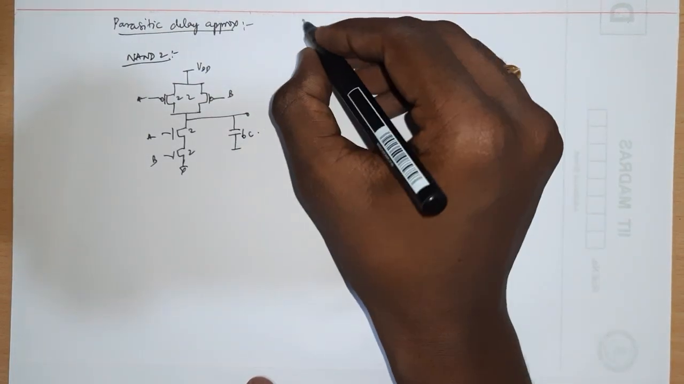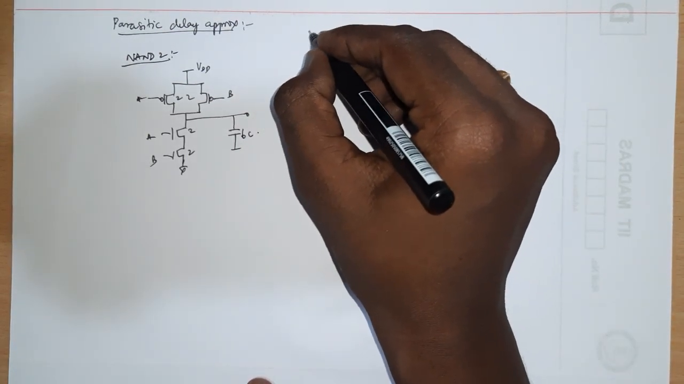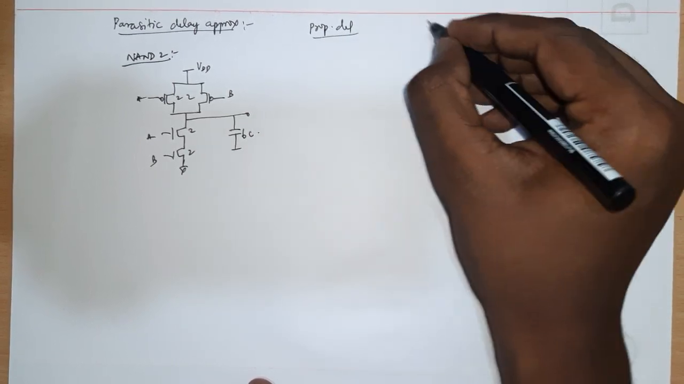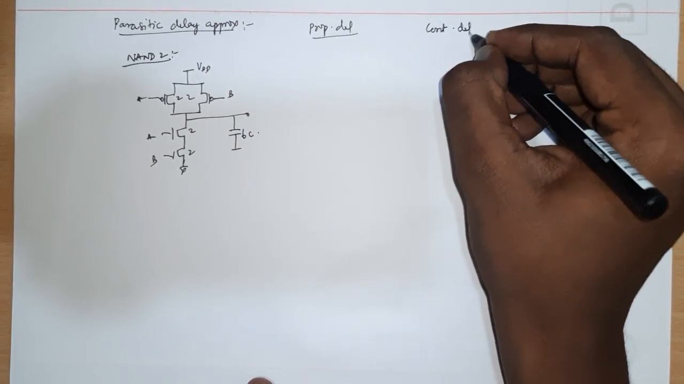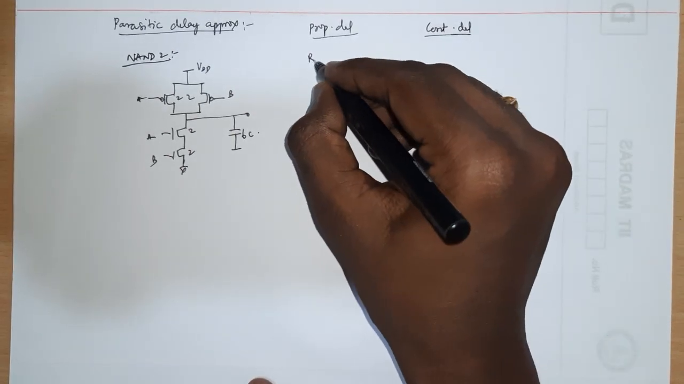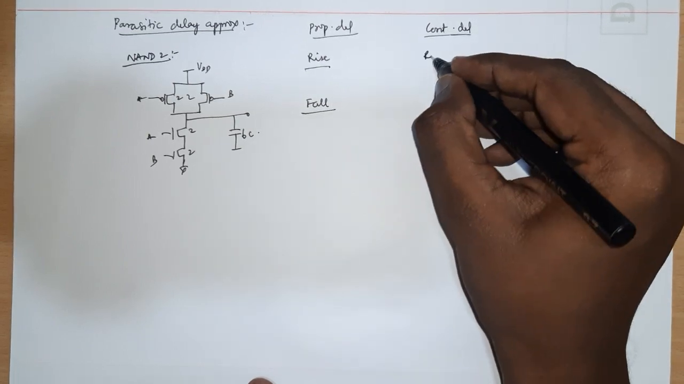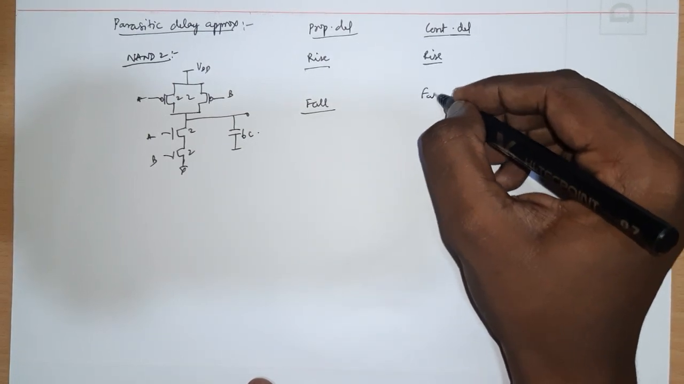So now of course I have propagation delay and contamination delay, and in each case I have rise and fall, and here also I have rise and fall, okay.